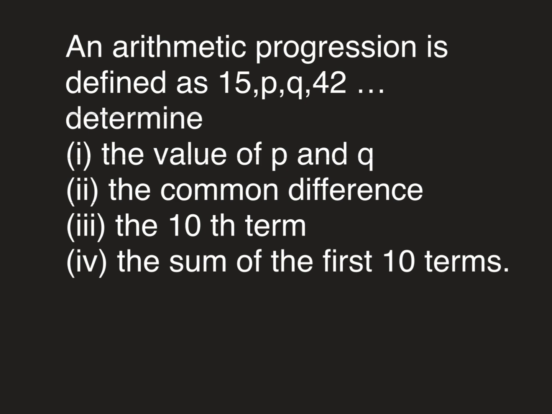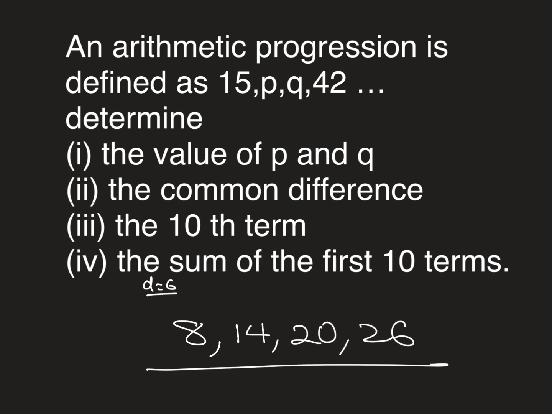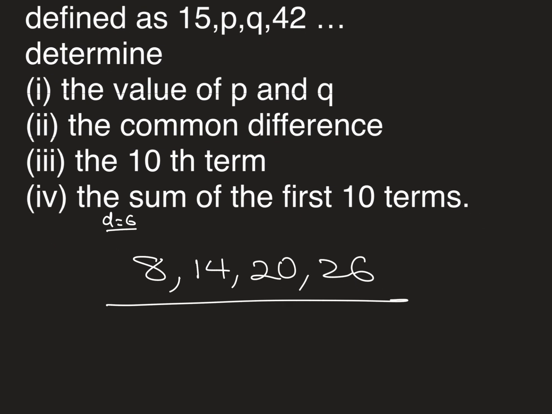Okay, so let's just try to form any AP. Let's say we have 8, then let's say the common difference is 6. If you add 6 to 8, you will have 14. If you add 6 to 14, you will have 20. If you add 6 to 20, you will have 26. So this is a standard AP, right? Now let's try to call them first term, second term, third term, the fourth term.